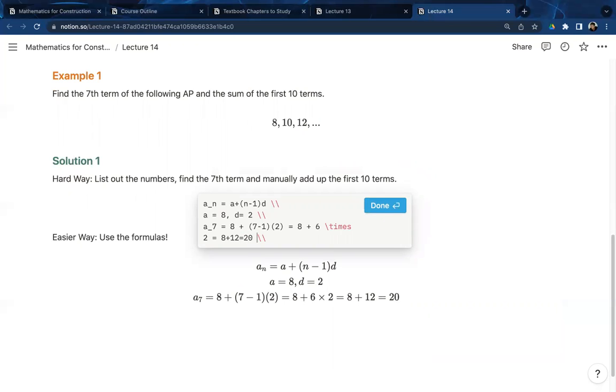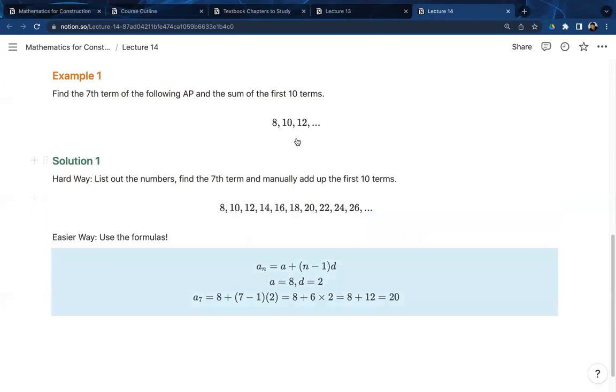Hey, look, I got 20, the same as listing it out manually. That was the 7th: 1, 2, 3, 4, 5, 6, 7. So you see, I didn't need to do all of that. So this is the 7th term. Now I want the sum of the first 10 terms.